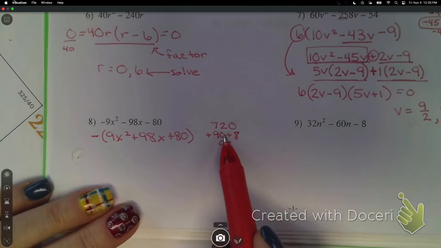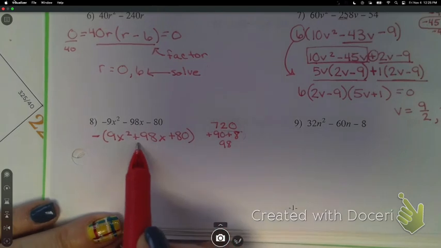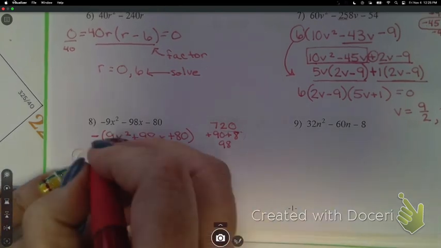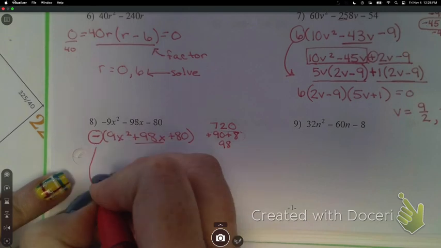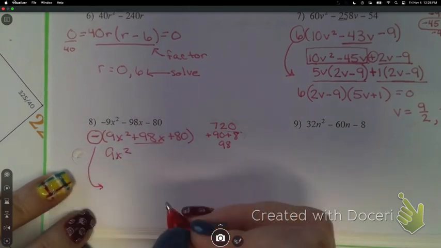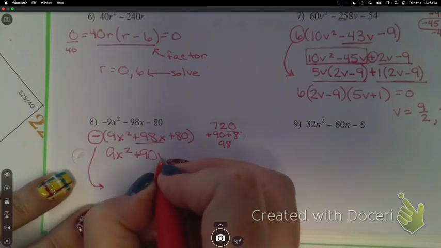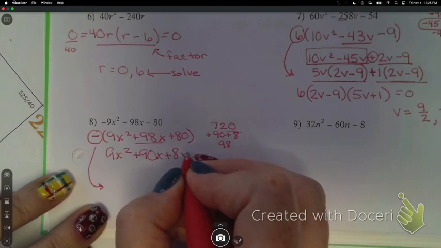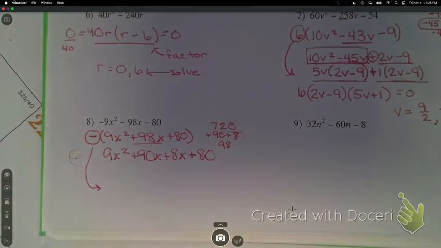So now, what do I do with 90 and 8? Put them into the problem first. I put them in for the 98. I'm not going to do anything with this negative 1; I'm going to bring it down to the bottom. So I have 9x squared plus 90x plus 8x plus 80. Do not forget to put your x's with it, because if you don't, it's not going to work right.